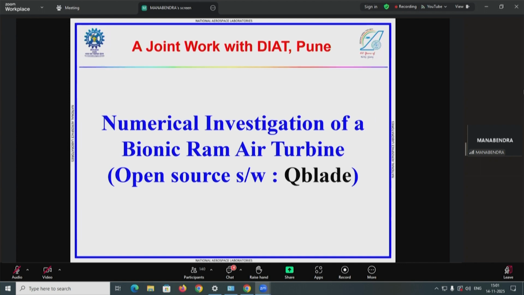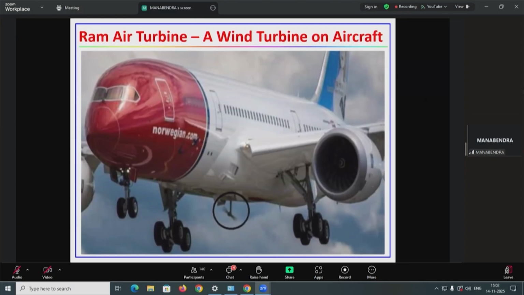Basically, the ram air turbine is an auxiliary power supply unit. In fact, when the unfortunate incident in Ahmedabad happened in June, this was one of the aspects that was captured in the video: the ram air turbine, which had popped up just before the aircraft crashed. That was an indication that both the power plants had failed.